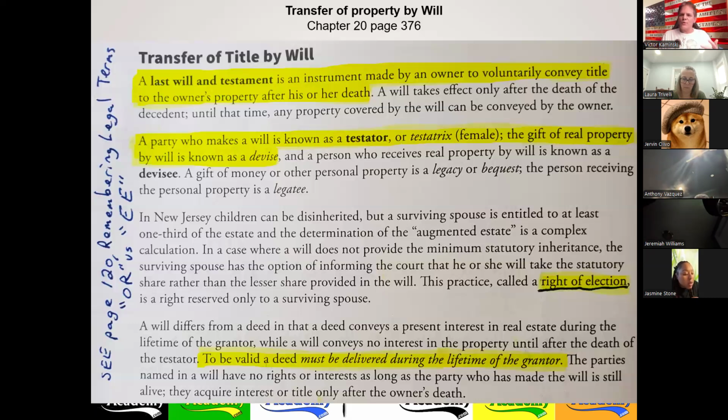So therefore, the one who made a will that's leaving you the property is the devisor, and the one who's receiving it in the will is the devisee. And a gift of money or other personal property is by legacy or bequests.